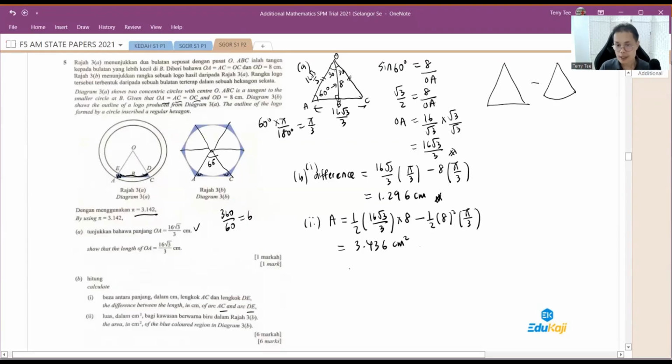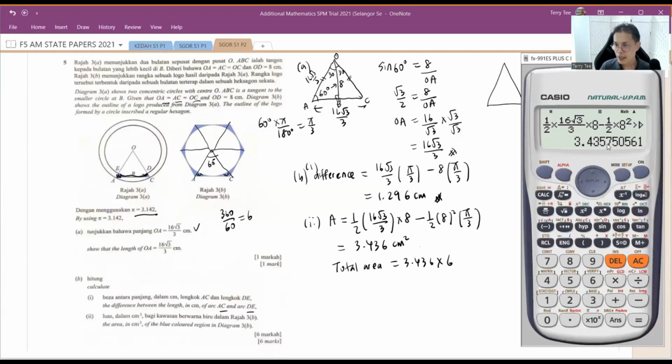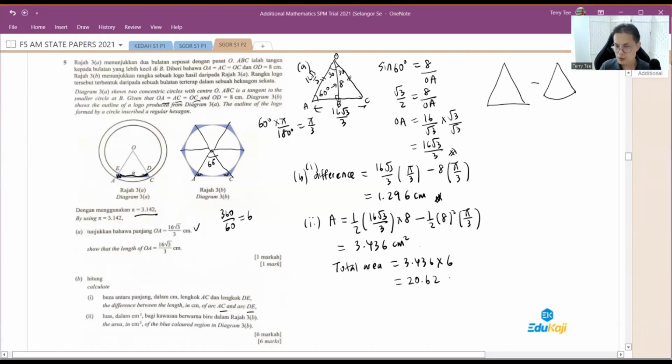Now, this is one part. The total area, you have to times 6. Your total area, you take 3.436 times 6, right? If you want a more accurate answer, you take more decimal points, okay? Let's say if I take this times 6, I'll get 20.61. But if you take 3.436 times 6, I'll get 20.62. Slight difference in the answer. It's up to you, 20.62, or you can write 20.61. If you use 3.43575 just now, you times 6, you get 20.61, which is fine. It's actually even more accurate. So these two answers are okay. All right.